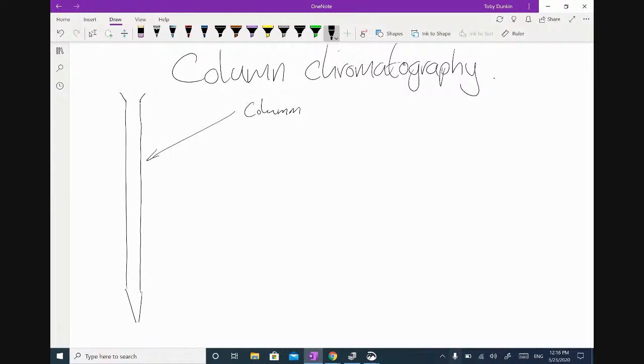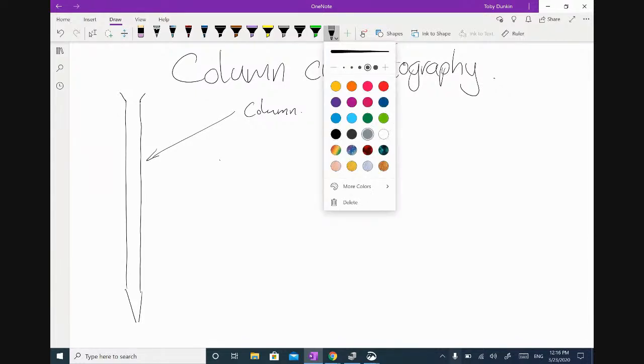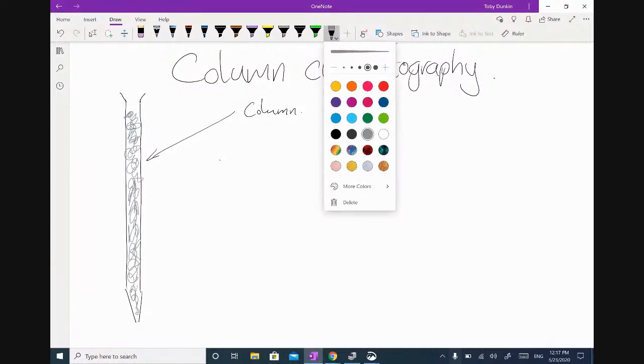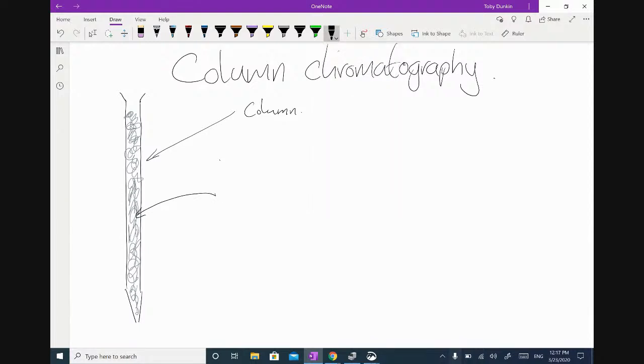And this tube is packed with, commonly used words include, stationary phase. And it's usually white, by the way. I'll use gray in this case. They pack the column with all kinds of cool stuff. And this is your stationary phase. They can indeed use aluminium oxide, common, packed with aluminium oxide, for example, or commonly said, resin.